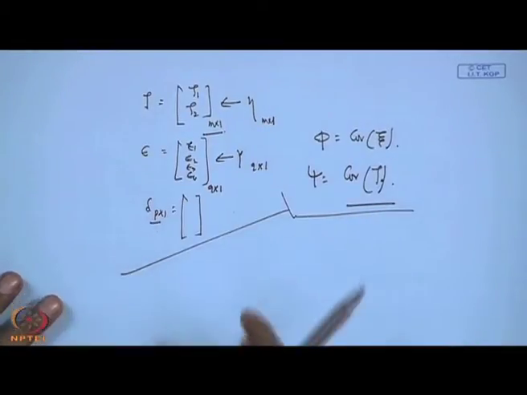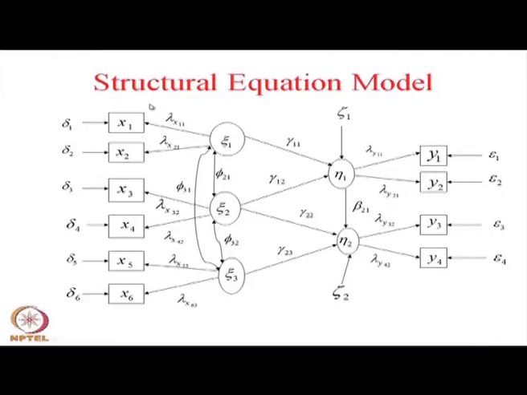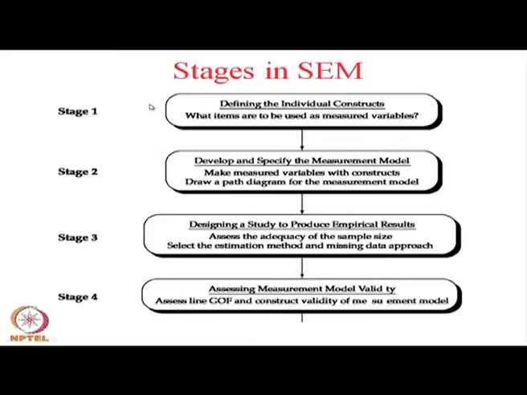Let us assume that yes, everything is possible, and we are going for its stages. What is stage 1? Stage 1 is defining the individual constructs: what items are to be used as measured variables. Then stage 2, develop and specify the measurement model. What is the confirmatory factor model? Map measured variables with constructs, and draw a path diagram for the measured variables.